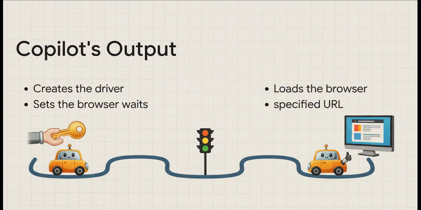First, it gets the car keys. That's the driver. Then it sets the rules for the road. And then, vroom, vroom, it drives straight to the right webpage. It did all of that from just one little note?